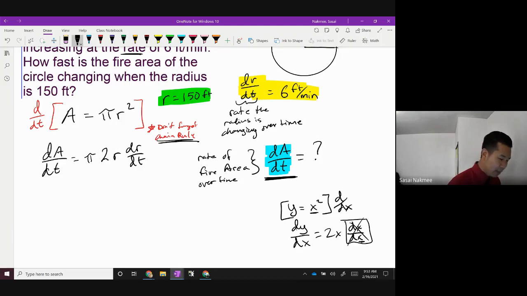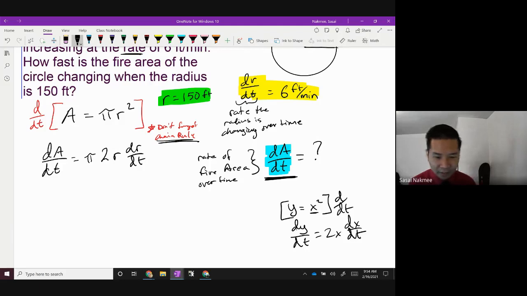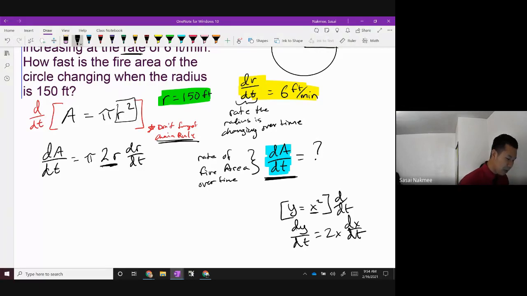If we were to change this and we did it with respect to time, or t, or any other variable instead, this would be dy/dt equals 2x, and then this would be dx/dt. You guys see that? dx/dt. So you got to be careful with that. So in this particular problem, when I took the derivative of r squared, it is 2r. That power rule still applies, but don't forget to take the derivative of the variable that you have with respect to time into account.